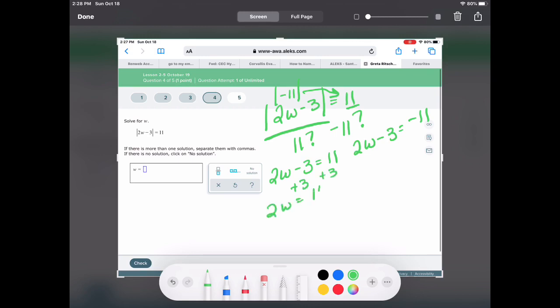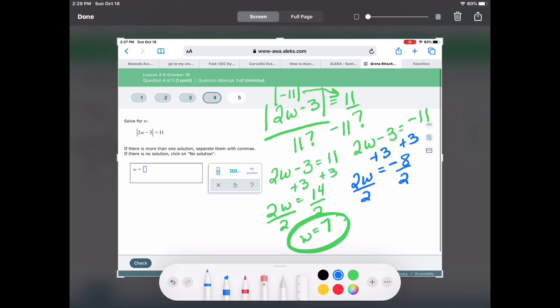Notice I add 3 to both sides, get 2w equals 14. I'm going to divide by 2 and get w equals 7. That's one possibility. That possibility is true if 2w minus 3 equals positive 11. But I also need to solve this other one. I'm adding 3 to both sides. I'm dividing by 2 on both sides. I get w equals negative 4.